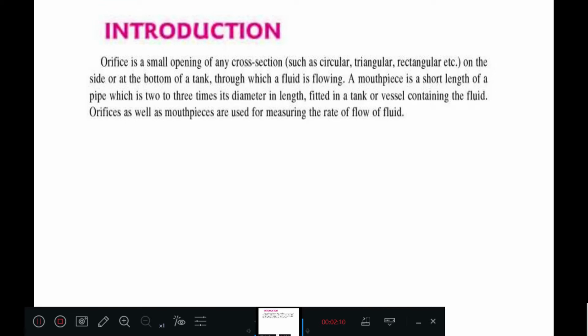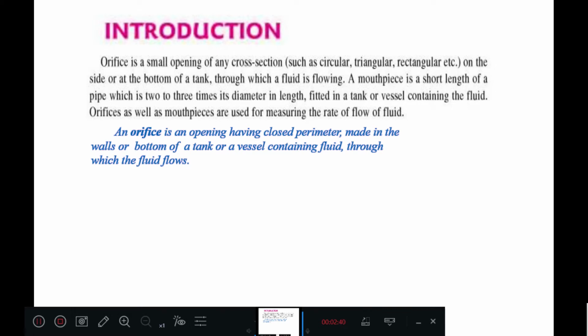And if you look at the definition of a mouthpiece, it's a short length of pipe which is 2 to 3 times its diameter in length, fitted in the tank or a vessel containing the fluid. Both orifices as well as mouthpieces are used for measuring the rate of flow of fluid.